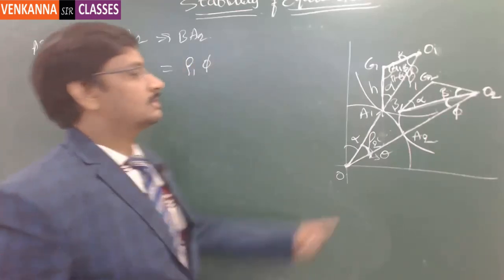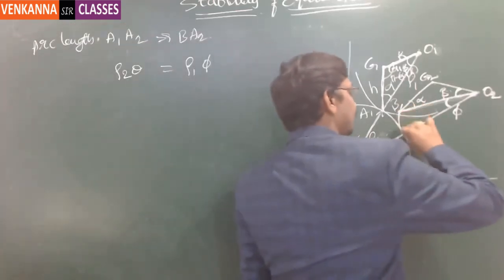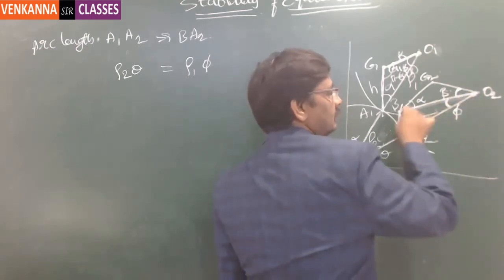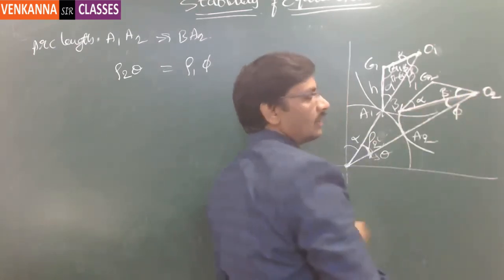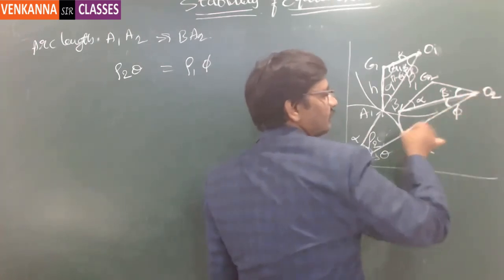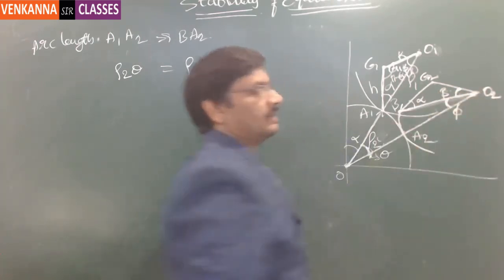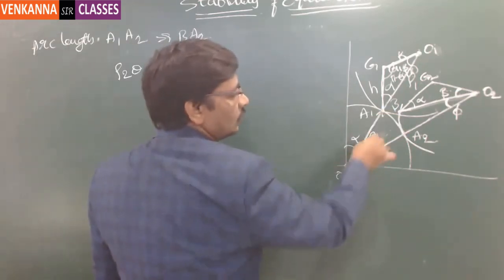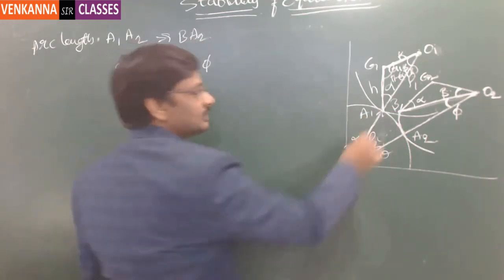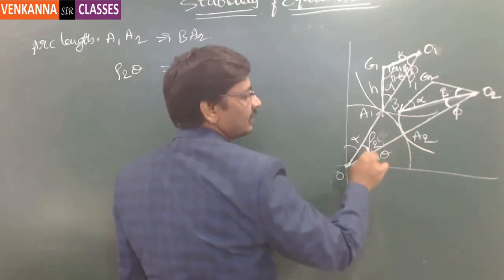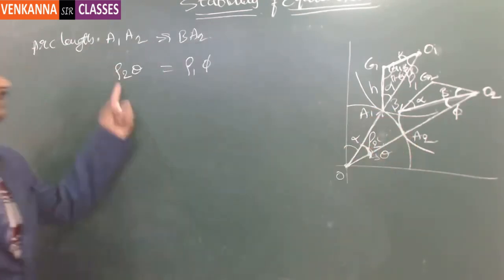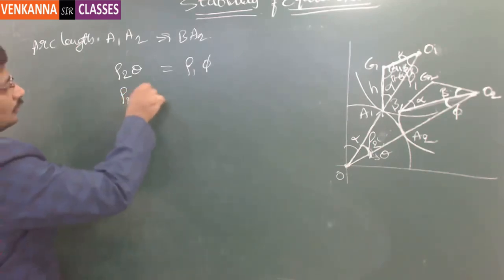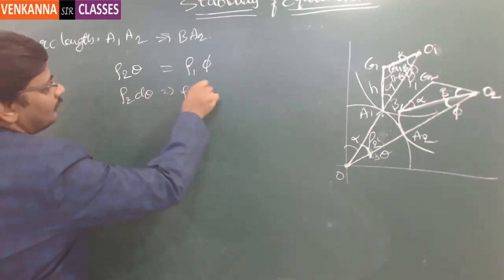Can I write like this? Because this is a circle. So on this circle, the arc length is L equal to r theta, where r is the radius of curvature and theta is the angle. So rho 1 phi is equal to rho 2 theta, because rho 1 and rho 2 are the radii of curvature for these arcs. If you take the derivative of it, rho 2 d theta equals rho 1 d phi.